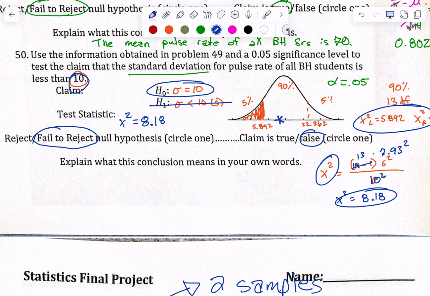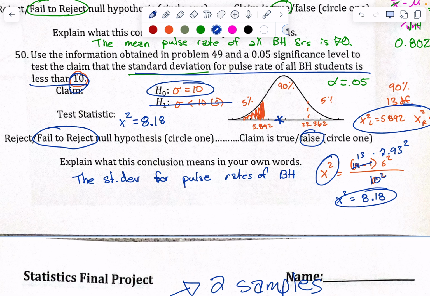Explain what this conclusion means. To test the claim that the standard deviation for pulse rates of Blue Hill students is less than 10. The standard deviation for pulse rates of BH students, BH seniors. No, it is students. Okay, we'll see, it should be seniors actually, is less than 10. It's equal to 10, right? Is equal to 10. I'm going to say is not less than 10. There you go. Is not less than 10, right? Because our claim is false.